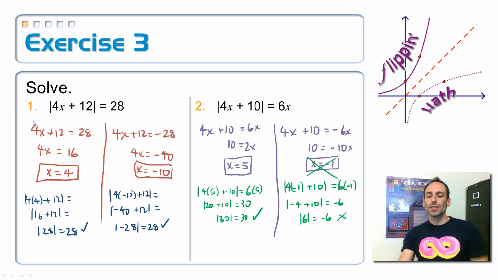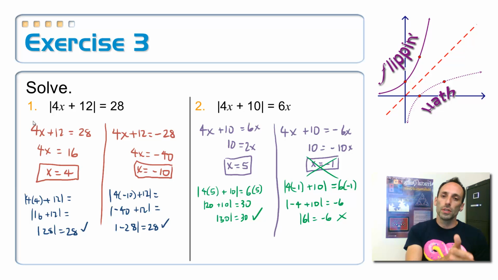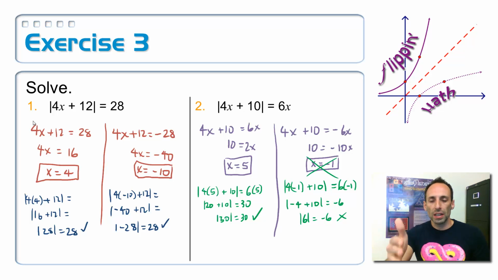Okay, on the second one, if you didn't check it, you probably didn't realize that something tricky happened. So you set number 2 up as 2 different equations. The 4x plus 10 equals a positive 6x, and then the one that's equal to a negative 6x. Solve them both down. You can get answers for both of them. For the first one, you get x equals 5. Plug it back in, it works out fine. For the second one, you get x equals negative 1.